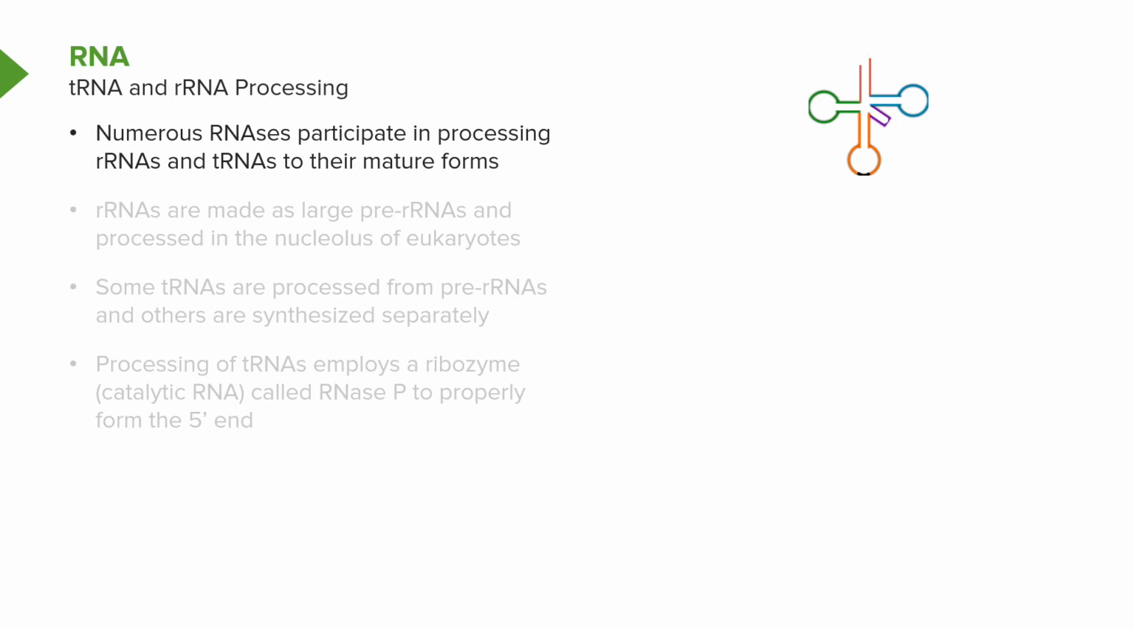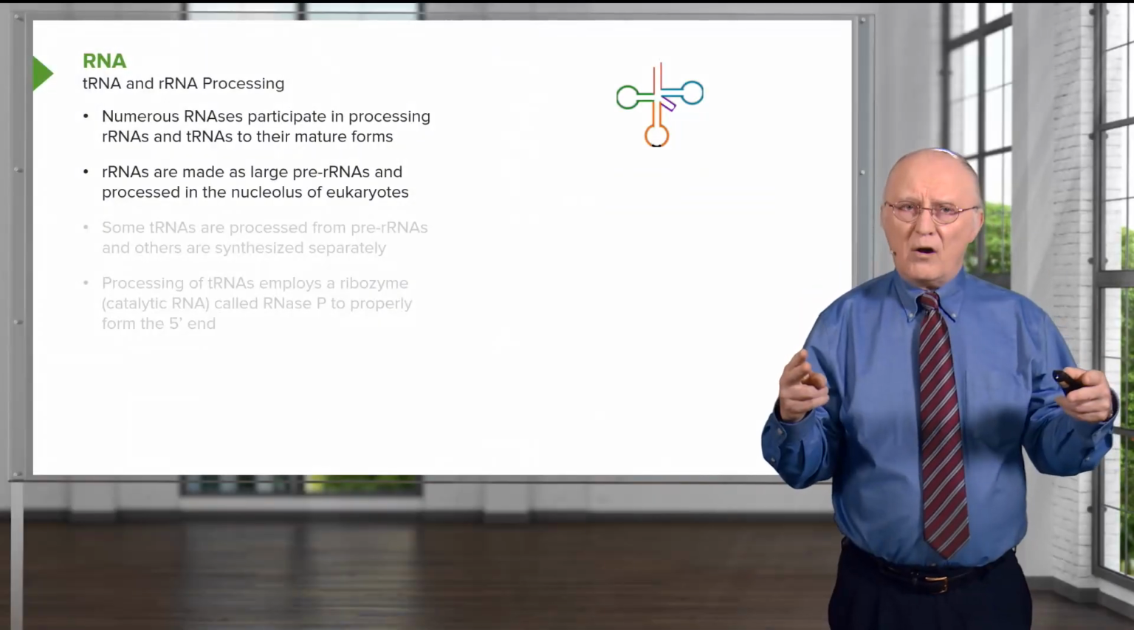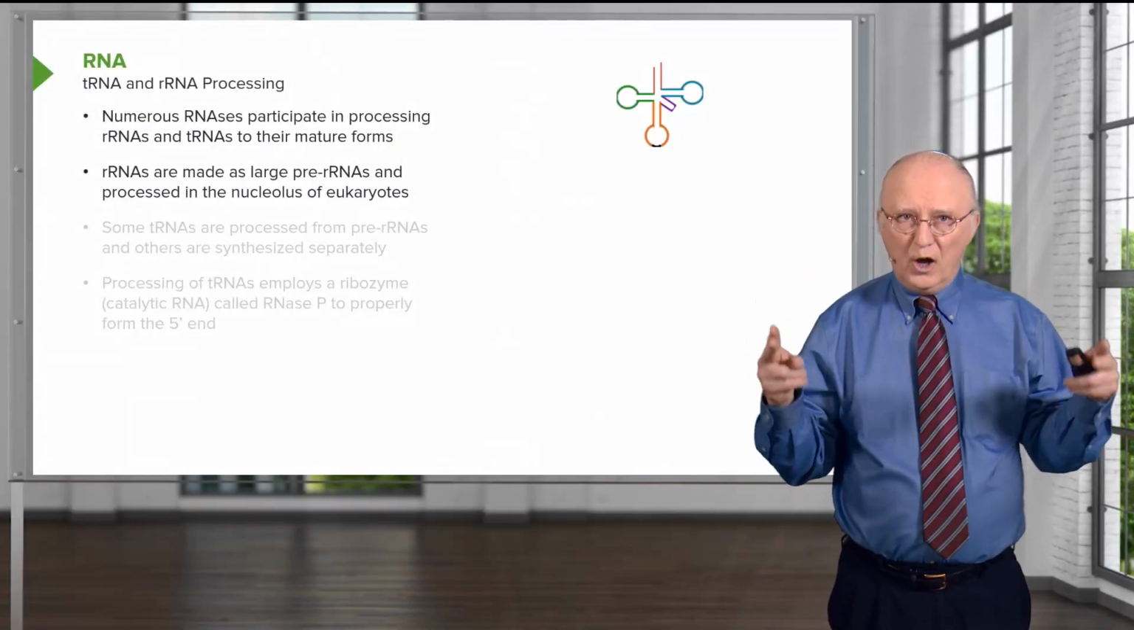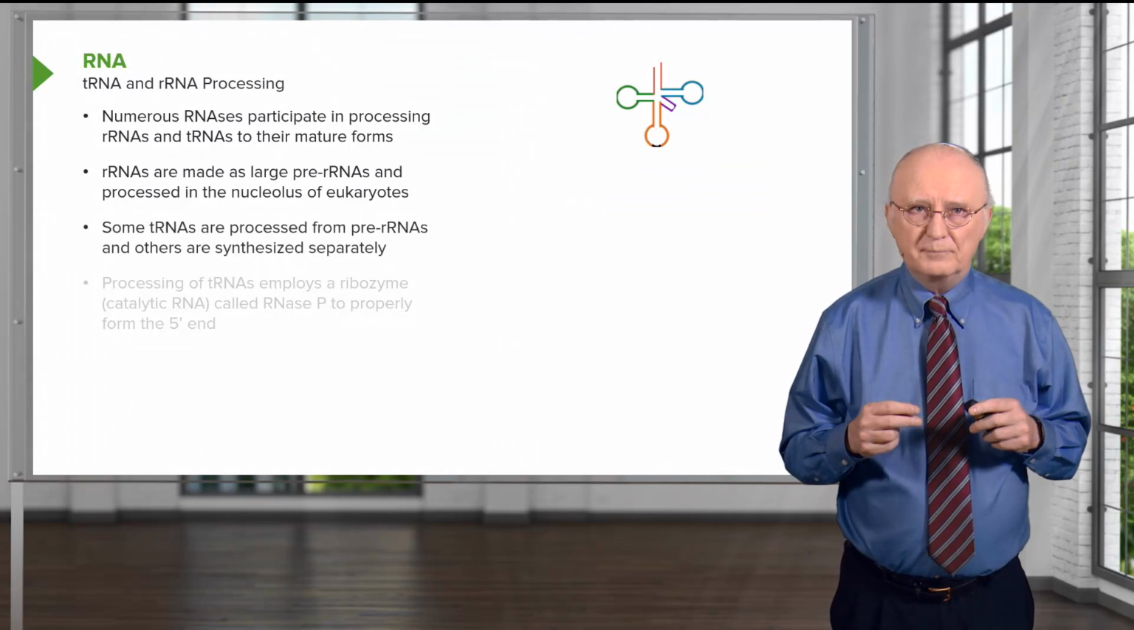Now, enzymes called RNases participate in the processing of ribosomal and transfer RNAs in most cells. The ribosomal RNAs are usually made as larger molecules called pre-ribosomal RNAs, and these are processed in the nucleolus of eukaryotes. There are small RNAs called snoRNAs that help in this processing, as I will describe.